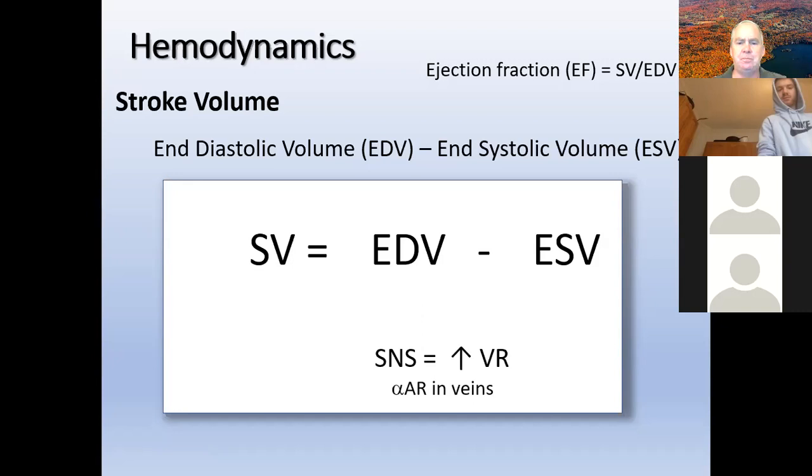Okay, so how do we control stroke volume? The sympathetic nervous system contracts the veins, alpha receptors in the veins, IP3 calcium, contraction of the veins. This increases venous return. And I talked a little bit about this in the last section. But anyway, if you increase the venous return, you're going to increase your end diastolic volume. And that will, in turn, increase stroke volume.